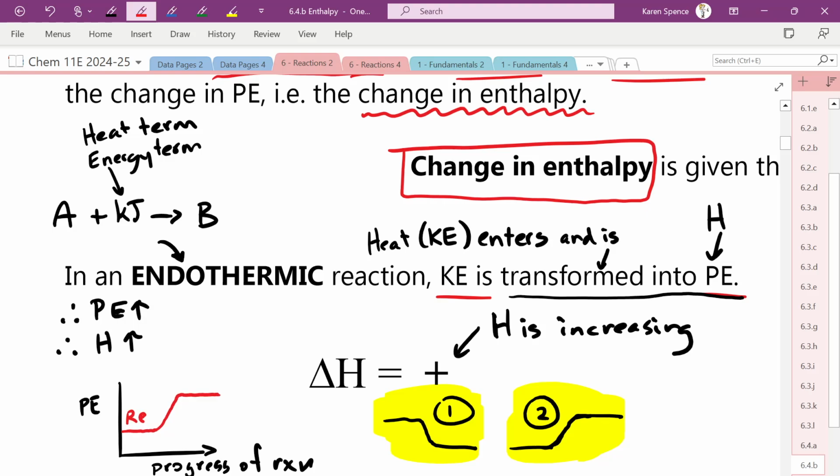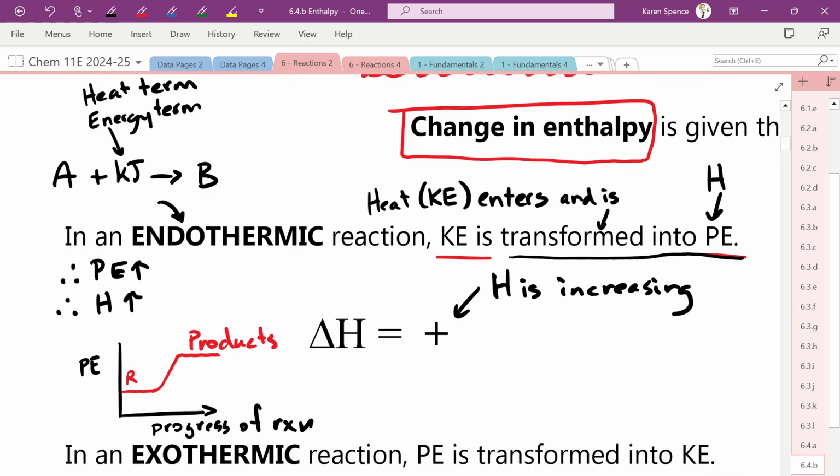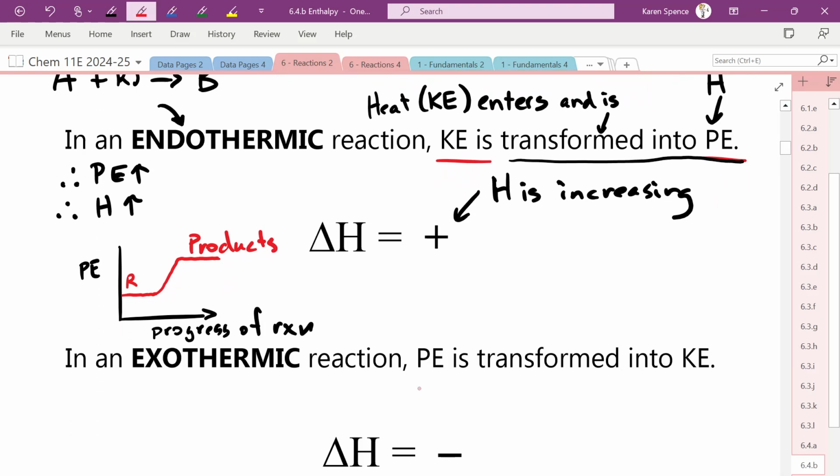These are our reactants, which I'm just going to write R. And these up here are our, I have room to write products, so I'll write products, but you could just write P if you want to. An exothermic reaction is the exact opposite. Potential energy is transformed into kinetic energy.